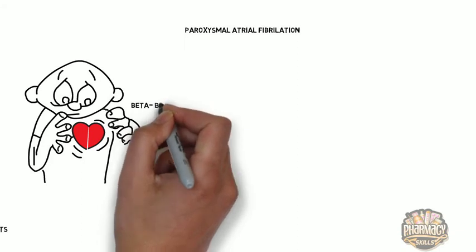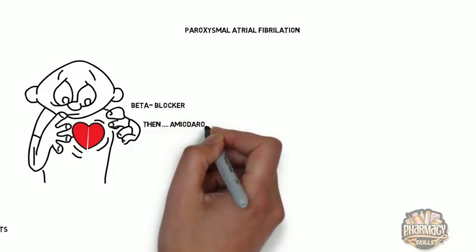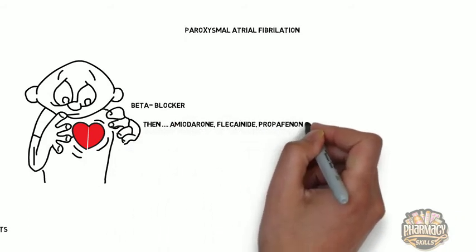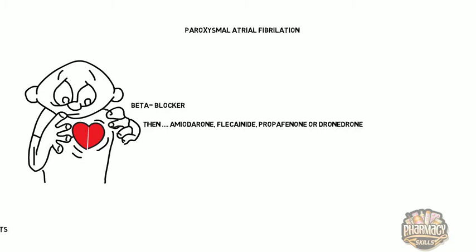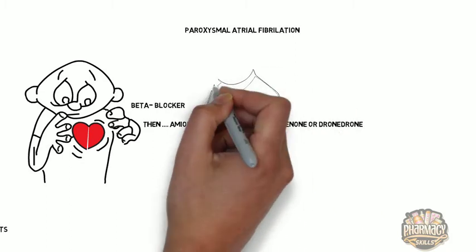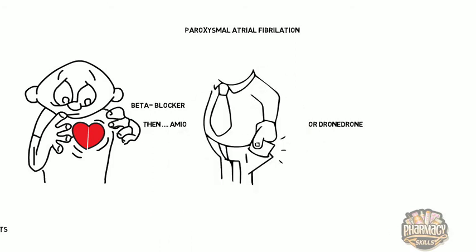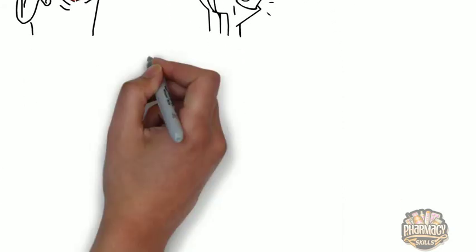Treatment usually involves a standard beta blocker. If symptoms persist or if the beta blocker is not appropriate, then other drugs such as amiodarone, flecainide, propafenone, or dronedarone can be given. Some patients who have this arrhythmia occasionally on and off can be treated using the pill and pocket approach. The BNF talks about the pill and pocket approach, which just involves taking a pill when needed to treat their symptoms, as and when.